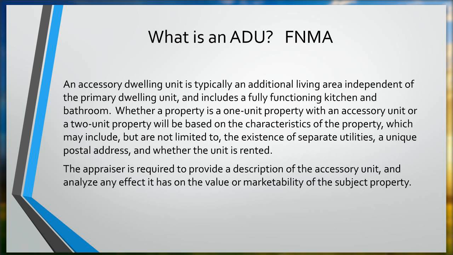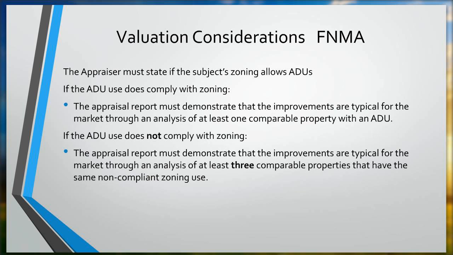Make sure you state those things specifically in your report: what the effect on marketability is and what the effect on value is. Some of the valuation considerations that Fannie Mae has: the appraiser must state if the subject's zoning allows accessory dwelling units. If the accessory dwelling unit does comply with zoning, the appraisal report must demonstrate that the improvements are typical for the market through the analysis of at least one comparable property with an accessory dwelling unit.